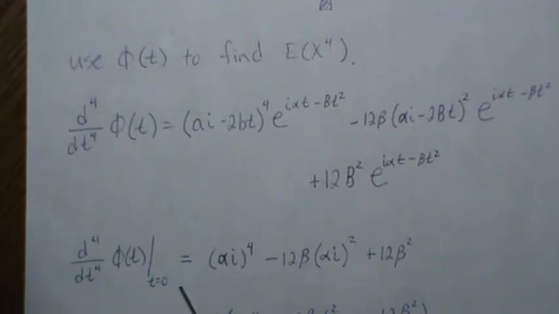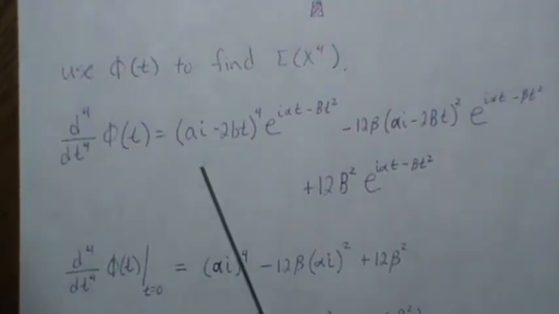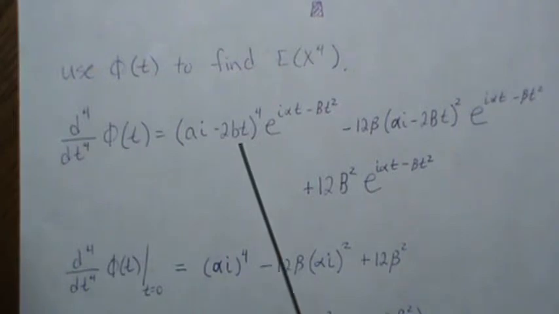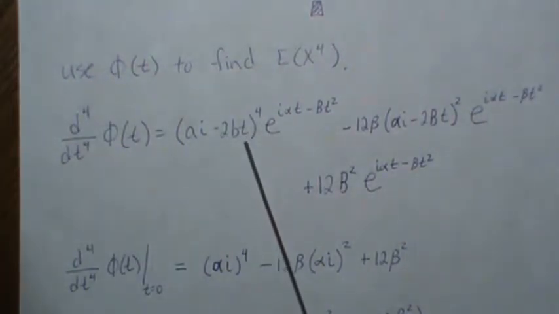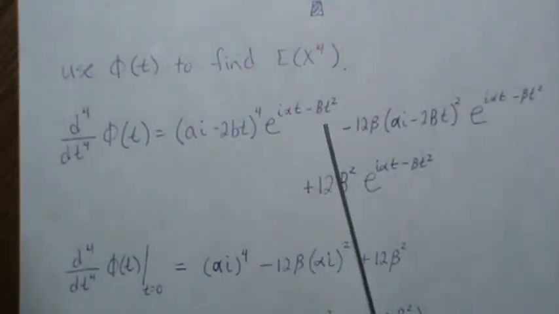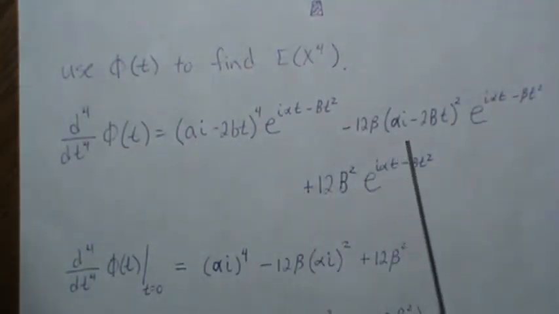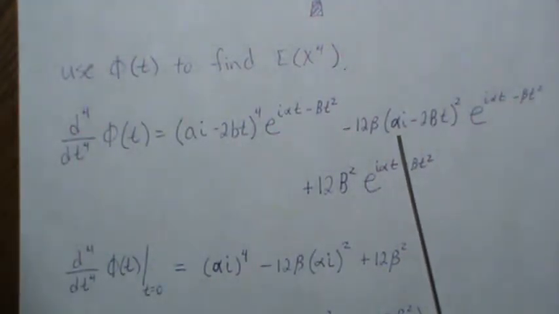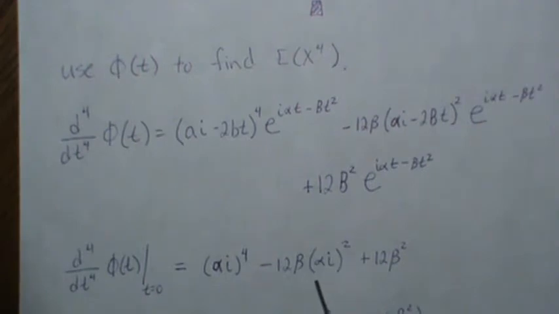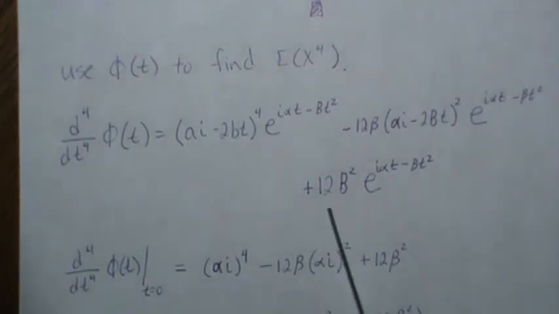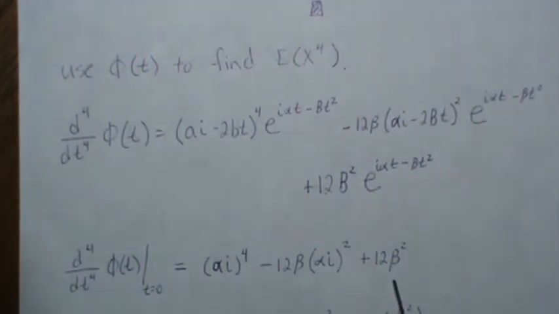So now it says plug in 0 for t. So we get 0 there. So we just get a i to the fourth. 0, 0, so that's 1, goes away. Plug in 0, so we get minus 12b a i squared, and then that's 1, and then that's 1, so we get 12b squared.